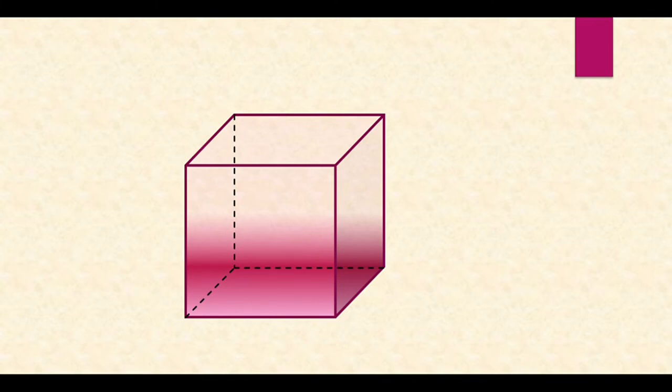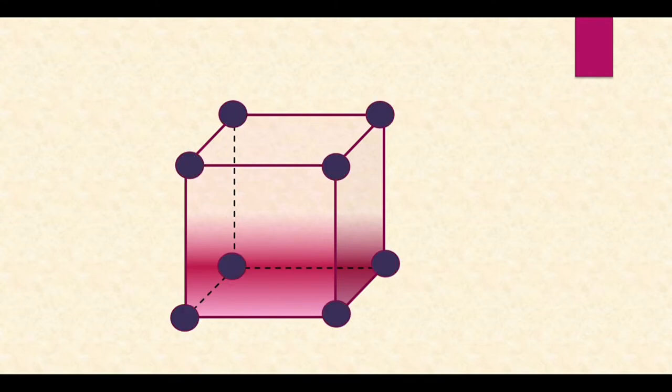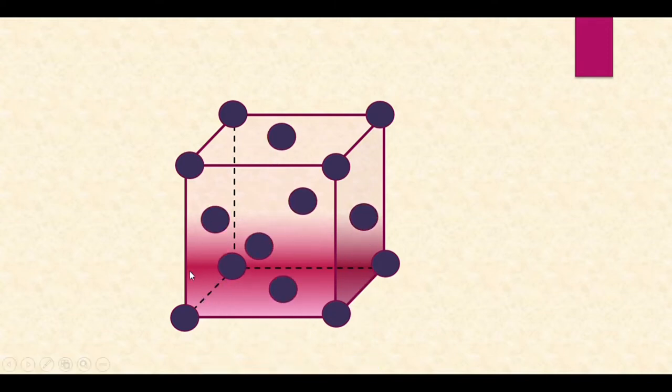The number of octahedral holes is the number of atoms contributing to forming the FCC lattice system. So what is that number? The number is 4, because the corner atoms' contribution is 1 and the face centered atoms' contribution is 3, so total is 4.